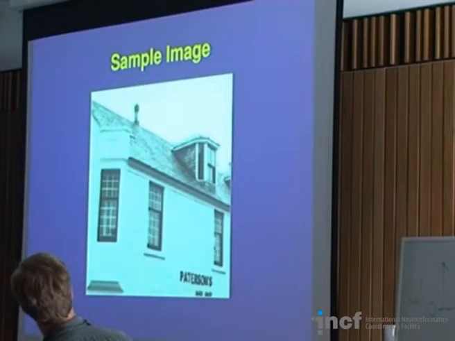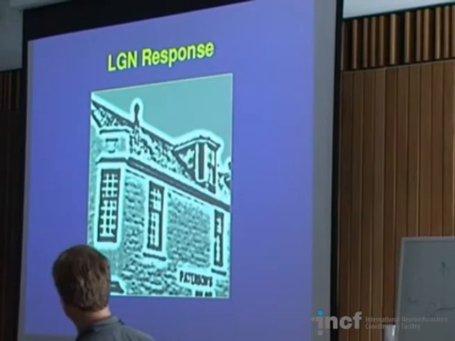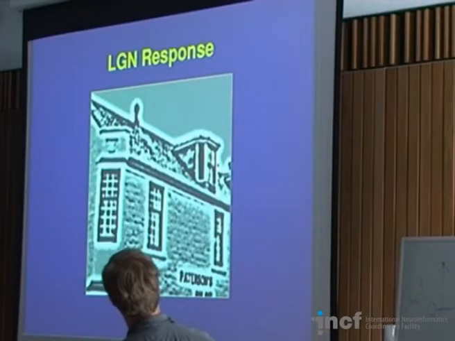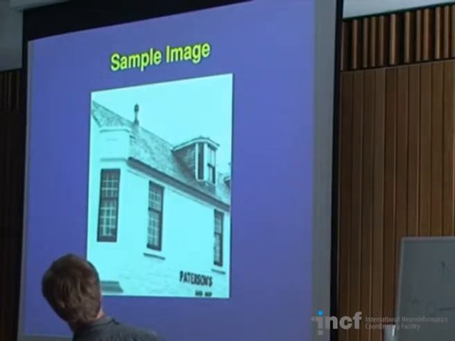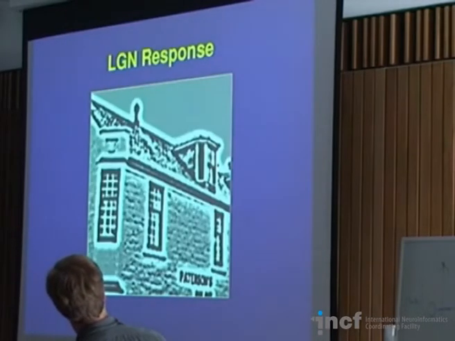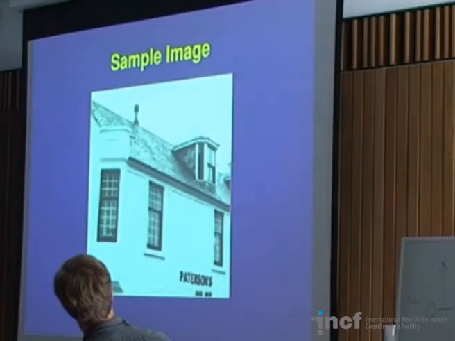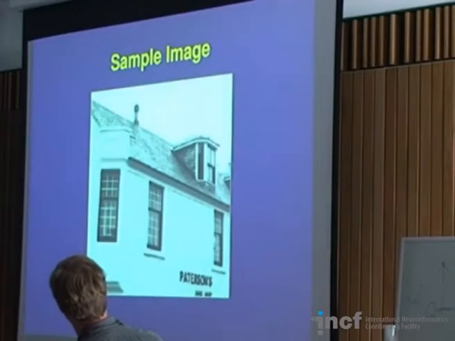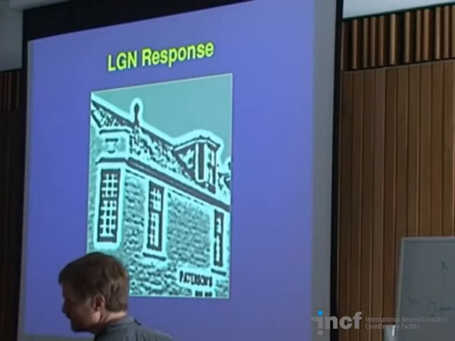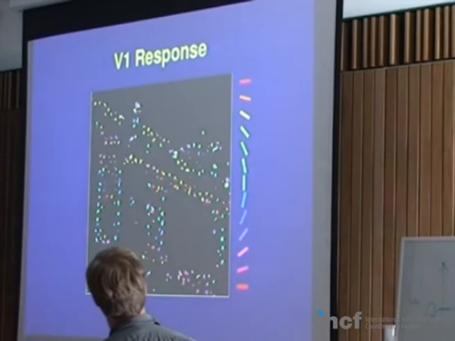So this is the same image. Essentially, it's become edge-enhanced. No response out here to the Scottish sky. Just plain gray. Relatively little response to this gray wall, although there's some stuff going on that's been enhanced. Very strong response to the strong contours. Okay? Now if you feed that to V1, this is what you get.